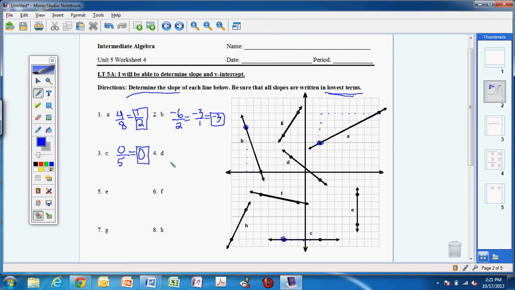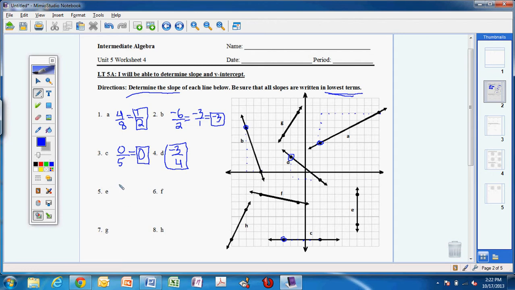So for line D, now if we're going to do rise over run, if I start at this point, I say, okay, well, how much am I going to go down? I'm going to go down 1, 2, 3. I'm going to go down 3. So that means that's going to make that negative. And I'm going to go over 1, 2, 3, 4. So when I look at this, negative 3 over 4, I can't reduce any of those by the same number. So the negative 3/4 is already in lowest terms. So the slope of line D is negative 3/4.